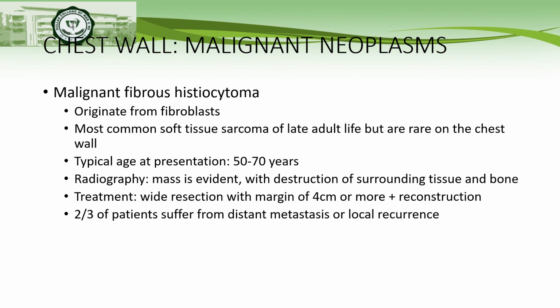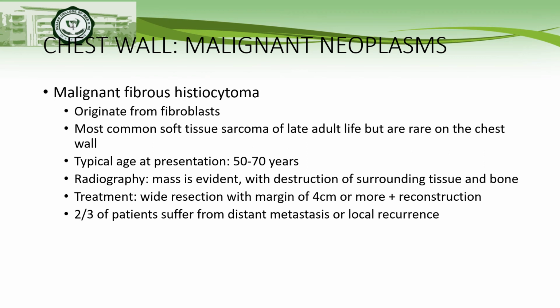Next, we have malignant fibrous histiocytoma. These neoplasms originate from fibroblasts. This is the most common soft tissue sarcoma of late adult life, but they are rare on the chest wall. So most common in late adults. So typical age of presentation is 50 to 70 years of age.